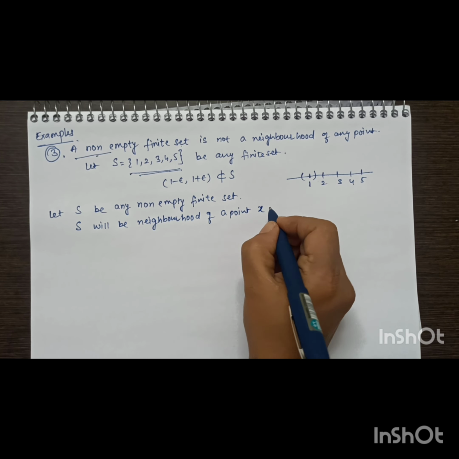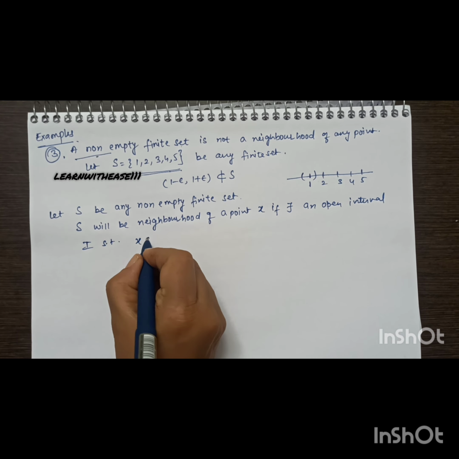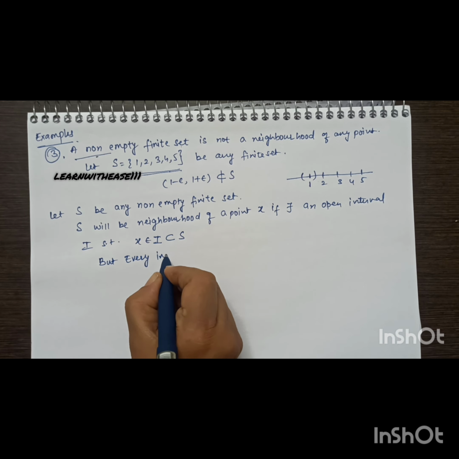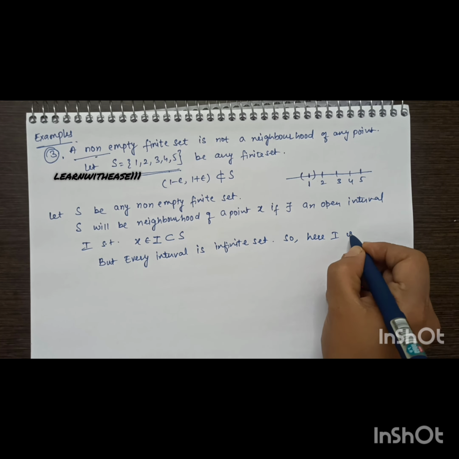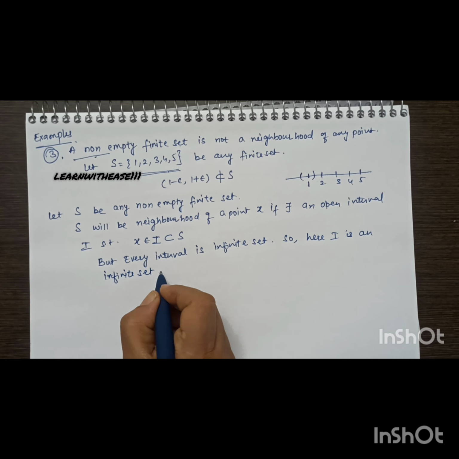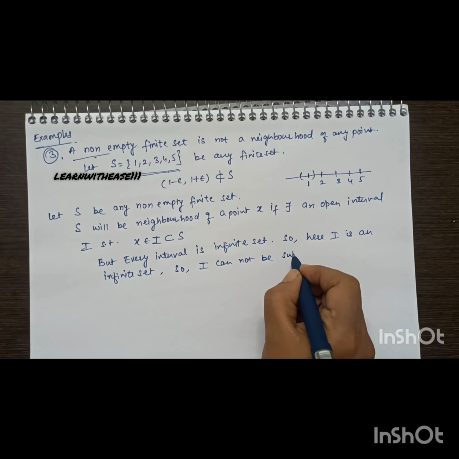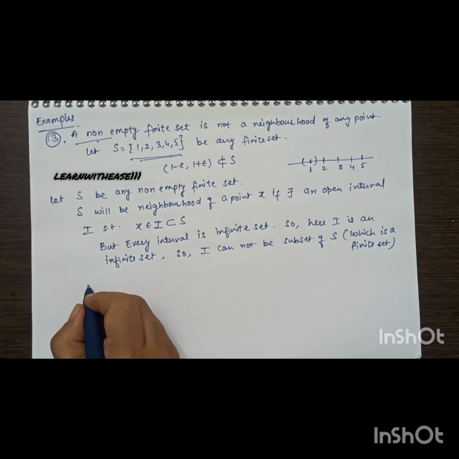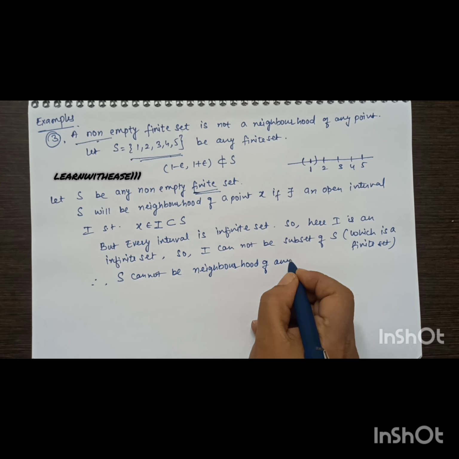So let S be any non-empty finite set. S will be a neighborhood of a point X if there exists an open interval containing X that is a subset of S. This is the definition of S being a neighborhood, but this is not feasible here. Whichever interval contains the point X will also contain infinite points which can't be contained in S. So the interval I cannot be a subset of S, because S is finite and interval I is infinite. Therefore S is not a neighborhood of X, and X was arbitrarily chosen, so S is not a neighborhood of any of its points.